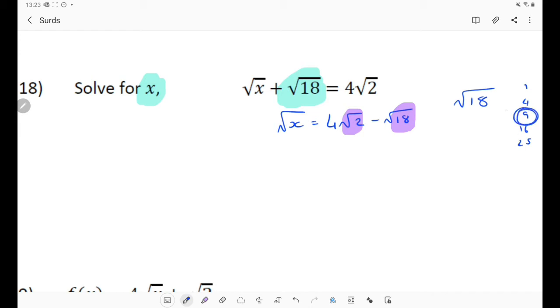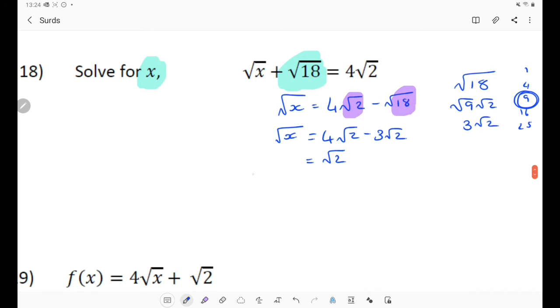Root 18, what fits in? 9. So we've got root 9 times root 2, 3 root 2. And we can put that back into the formula. You can see this is a point where it's easier doing the calculation over at the side and substituting it back in, or else you'd have 3 lines of working you were having to do, which could be quite extensive. 4 root 2, take away 3 root 2, you're left with just root 2.